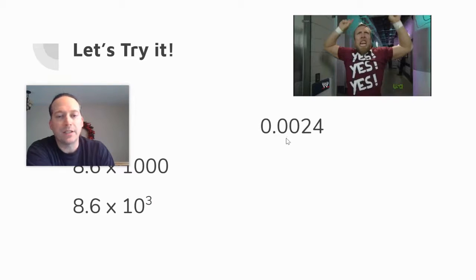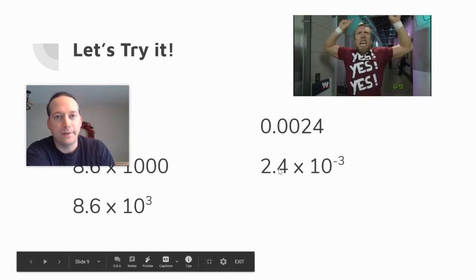So remember, each time I'm moving it this way, I'm multiplying it by a power of 10, but it's a tenth. So the first time if I move it here, if I multiply it by a tenth, it goes there. If I multiply it by 100th, it goes there. If I multiply it by 1,000th, it goes there. So to really get this number, I would do 2.4 times 1,000th. What is 1,000th written as an exponent? 10 to the negative third.